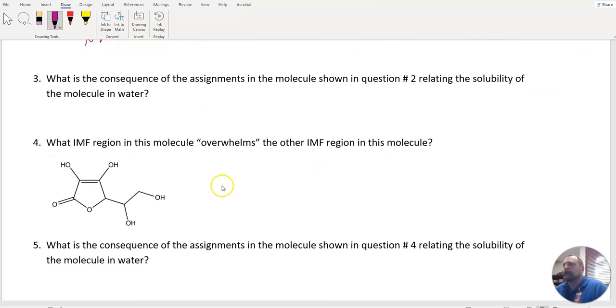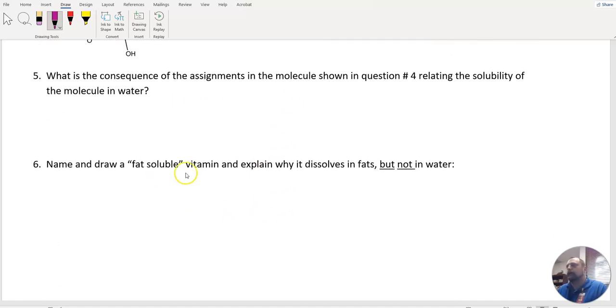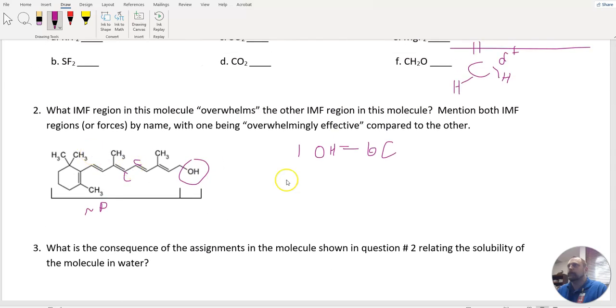Whereas if I look at the next one, it's got all these OHs, way more OHs than for the number of carbons. So 1, 2, 3, 4, 5, 6 carbons. And remember, 1 OH is enough to handle 6 carbons. So we've got plenty of OHs. So this is going to be dominated by hydrogen bonding, which is OHs. And so this will go into water, and fat soluble will be just picking on it.